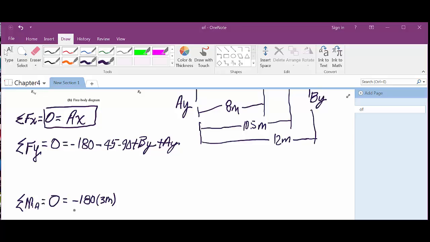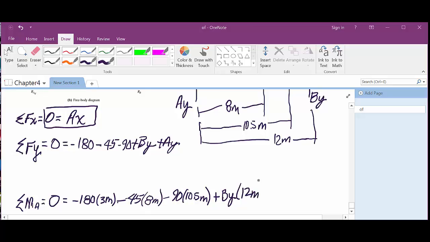Same thing with the 45. It's negative, it's making it go clockwise. Negative 45 times, what was it, 8 meters? Right? Minus, the next one was 90, wasn't it? And it must be 10.5 meters. Plus BY times 12 meters.